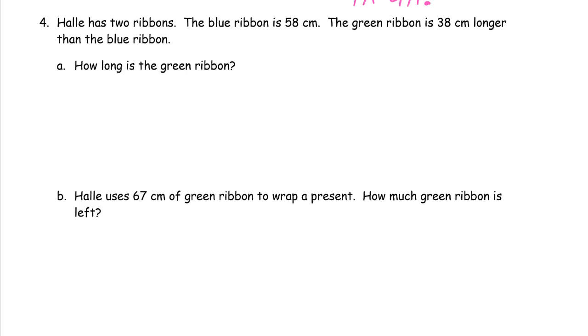Hallie has two ribbons. The blue ribbon is 58 centimeters. The green ribbon is 38 centimeters longer than the blue ribbon. How long is the green ribbon? Well, when I have questions like this, especially a ribbon question, tape diagram. So she has two. We know we have a blue ribbon, and we know it's 58 centimeters.